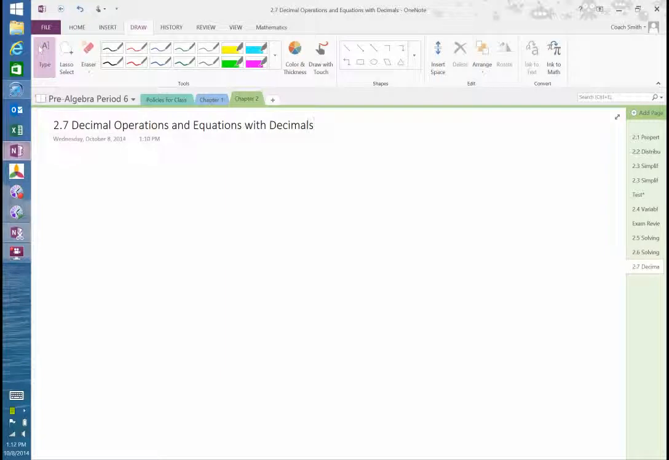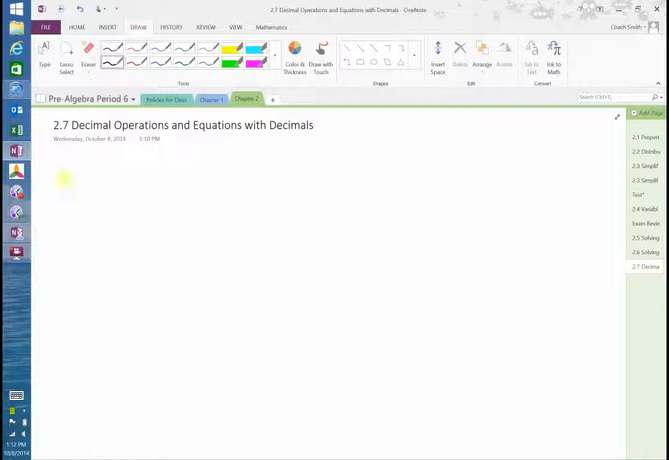All right, we're going to talk about two different things today. We're going to talk about decimal operations, adding, subtracting, multiplying, and dividing decimals. And we're going to talk about solving equations that have decimals in them. Okay, so first of all, let's remind ourselves of a couple of key things.